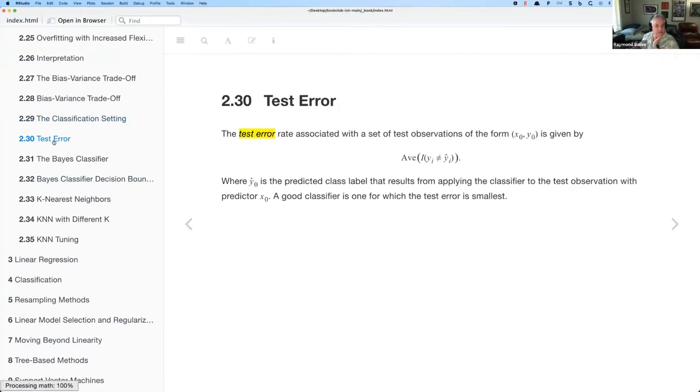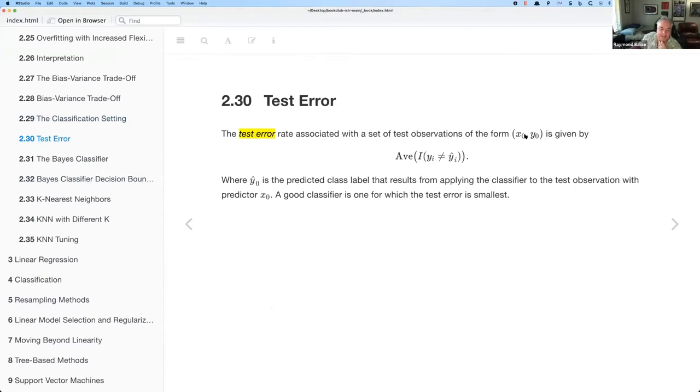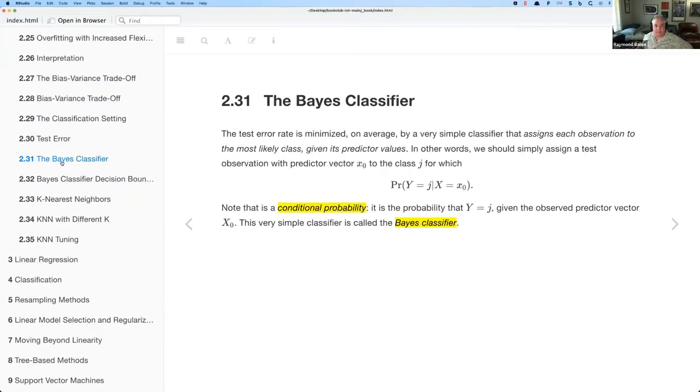Okay, so classification, they talked about testing error. Again, effectively it's the percentage of time that you guess the correct answer. Not really complicated. They talked about the Bayes classifier, which is you should always guess the best guess. So choose the most likely answer for a person based off of the prediction, is what I got from that. So it's a conditional probability where you guess your Y based on the pattern of the predictors.